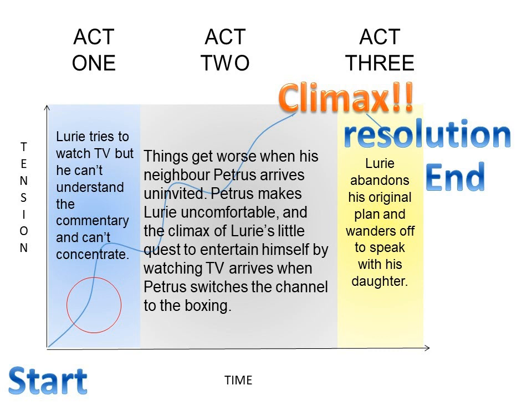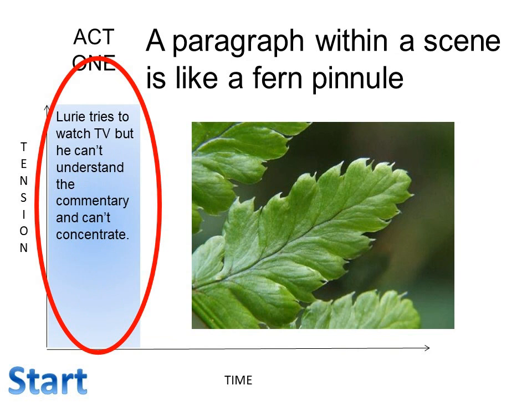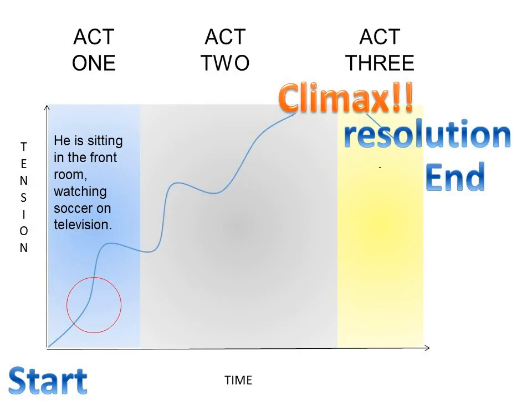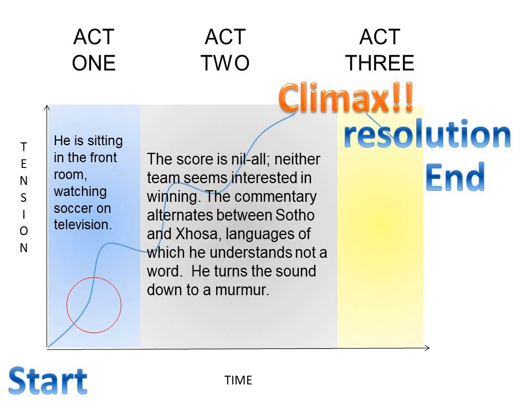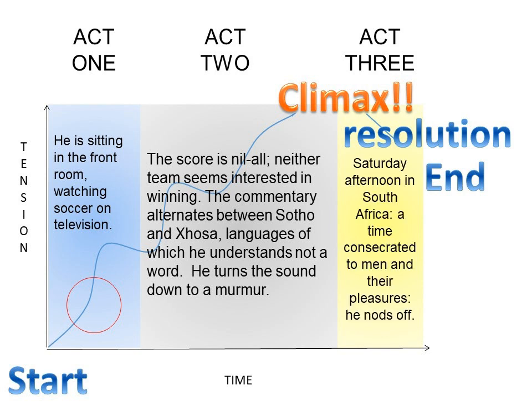Now, if a scene within a chapter is really like a fern pinna, each paragraph within a scene should be like a fern pinnule. So I've looked at the first paragraph of this scene. Now, in Act 1, Coetzee writes, "He is sitting in the front room watching soccer on television." In Act 2, he writes, "The score is 0-0, neither team seems interested in winning. The commentary alternates between Sotho and Xhosa, languages of which he understands not a word. He turns the sound down to a murmur." And then in Act 3, he writes, "Saturday afternoon in South Africa, a time consecrated to men and their pleasures." He nods off. Like a fern leaf, right?